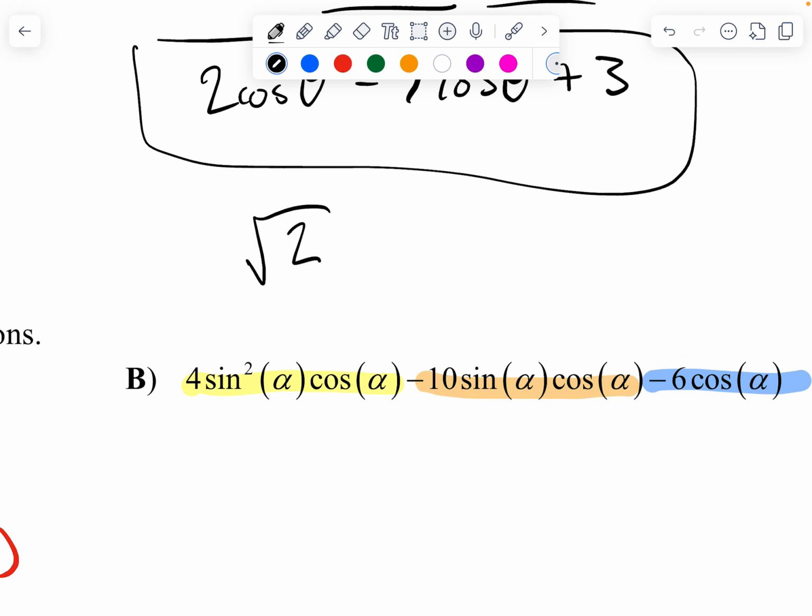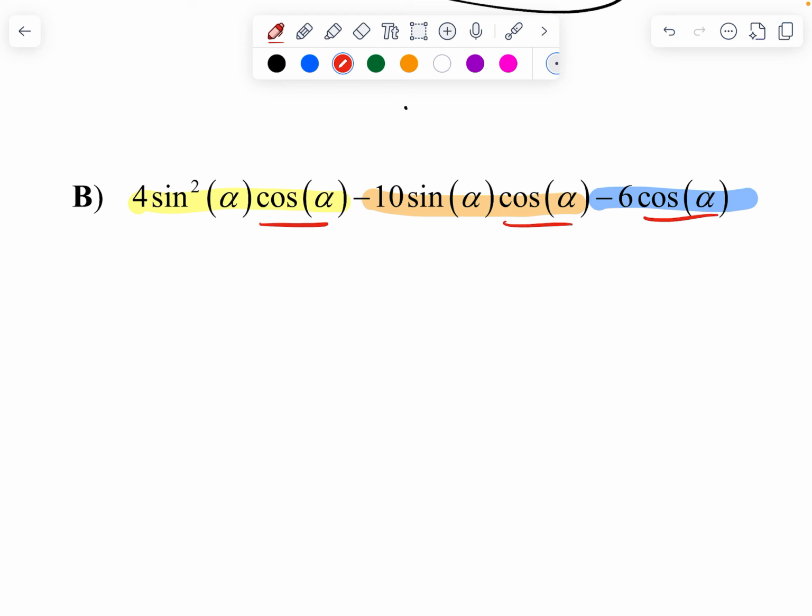So it's all right. Between the yellow, the orange, and the blue, what do we have in common? Well, cosine. This has a cosine, that has a cosine, that is a cosine. Pull out a cosine. Now you'll also notice that you also have a number in common as well. There's at least a 2 that goes in all of these. So 2 cosine alpha is something that goes into everything. That's your GCF. So first off, 4, pull out a 2, we get a 2.